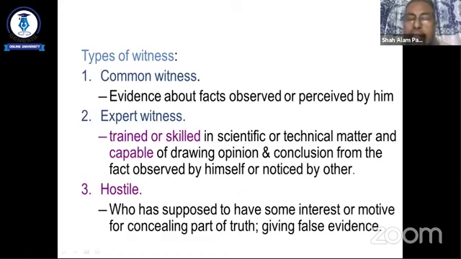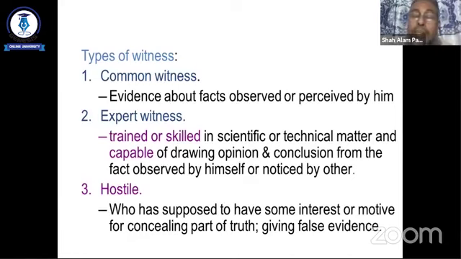A doctor may be a common witness as well as an expert witness. Suppose you are giving evidence regarding an injury certificate in the court of law. Whenever you describe an injury, its size, length, breadth, depth, site of injury, etc., then you are a common witness. Whenever you describe it as an incision, a blunt force injury, an abrasion or a bruise, like this.